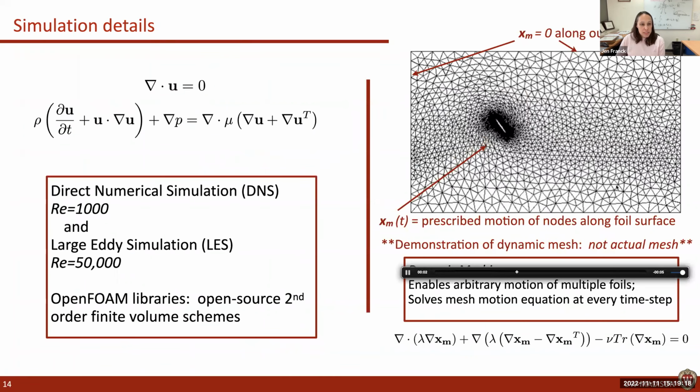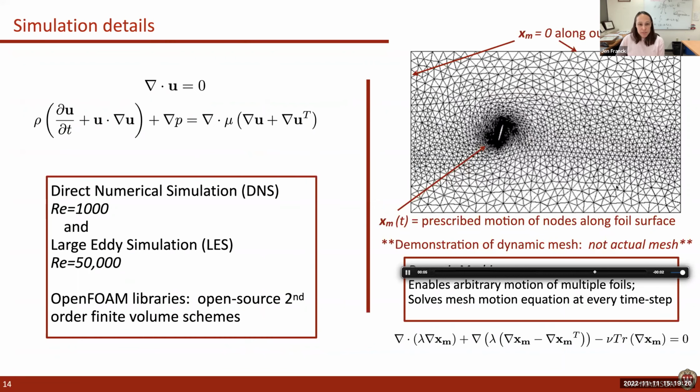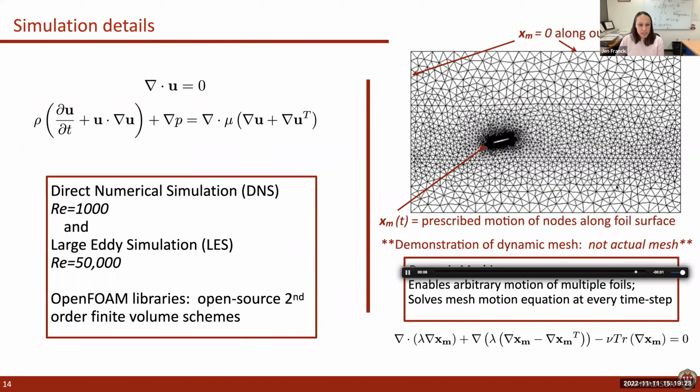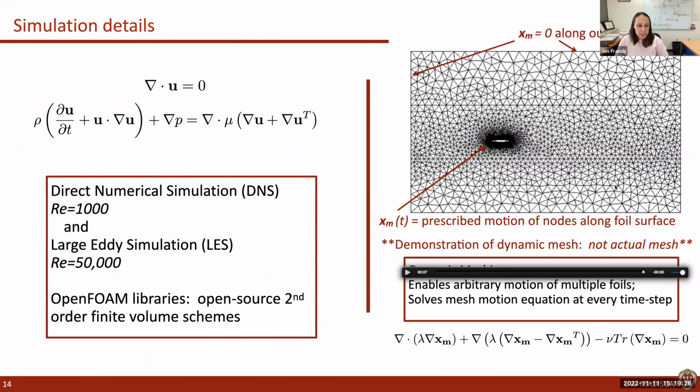So some of the details on the simulation side. We have a few different codes that we have run in these foil simulations. A lot of it has started off at Reynolds number of 1000, where we can easily change the kinematics and explore a very wide parameter space. And then we have also tested these foils at higher Reynolds number of 50,000 to match the Reynolds number of the flume experiments.